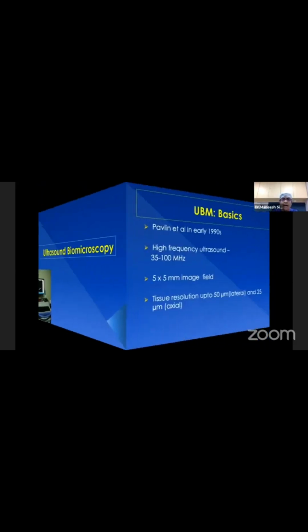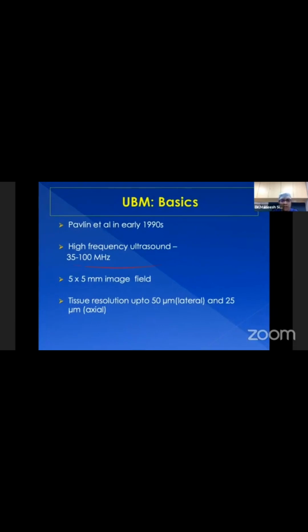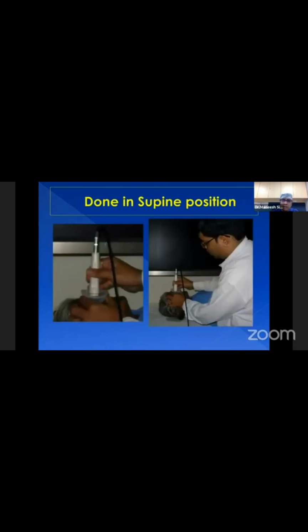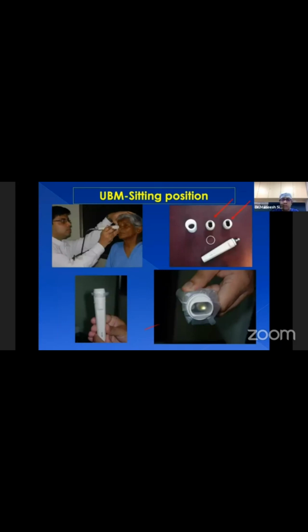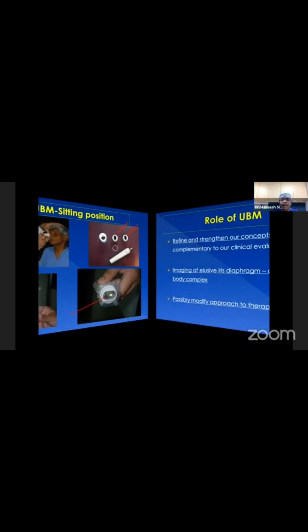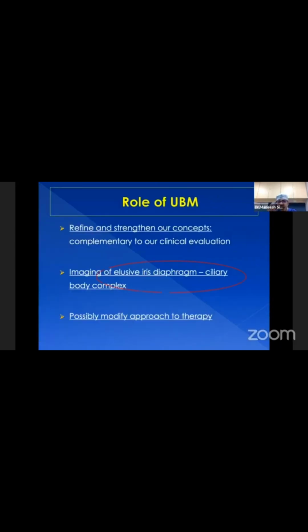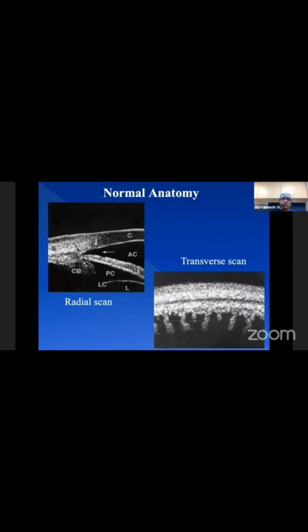Coming to ultrasound biomicroscopy, it is a high frequency ultrasound. It can be done in supine or sitting position. The biggest advantage of UBM is that it helps you to image that elusive iris diaphragm ciliary body complex. That is something previously we had no investigation where we can actually look at that ciliary body pars plana area. So it has got its own clinical application. This is a normal scan.